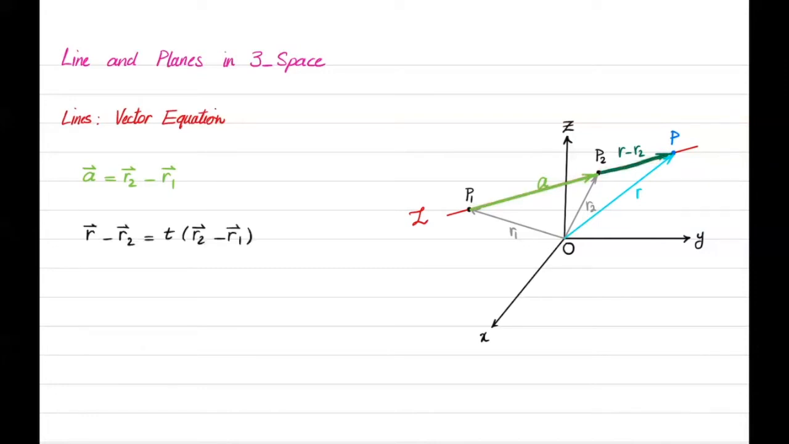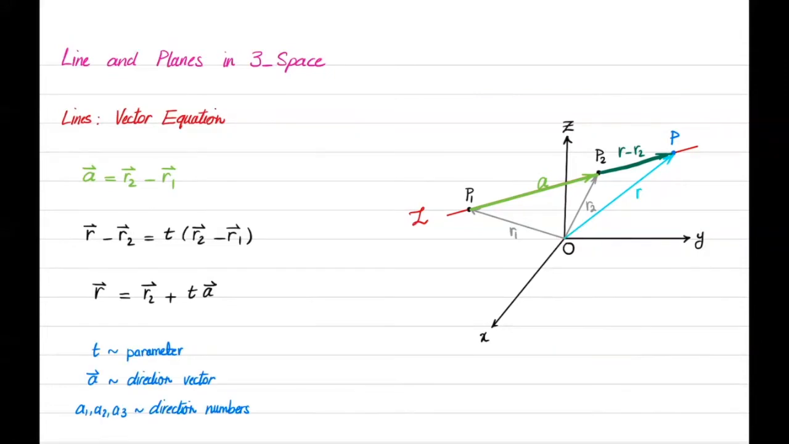So we can say that R minus R2 is some constant multiplied by R2 minus R1, which is the definition of parallel vectors. Let's say that points P1 and P2 are as follows. This equation implies that the vector equation for the line L is R equals R2 plus TA, where vector A is R2 minus R1. In this equation, the scalar T is called a parameter, and the non-zero vector A is called a direction vector. And the components of the direction vector A are called direction numbers for the line.